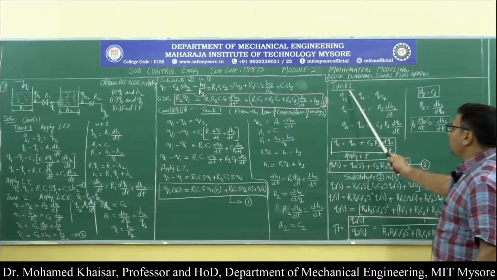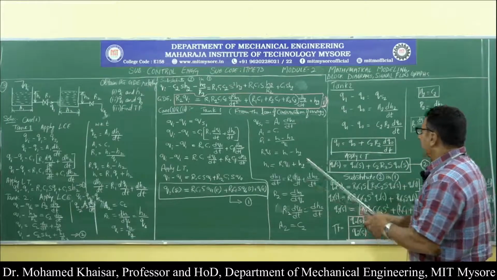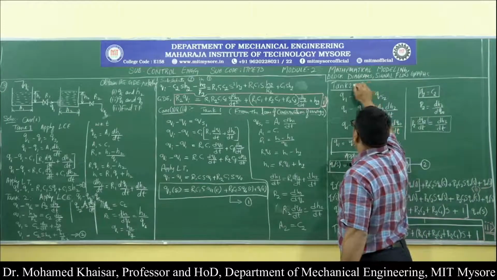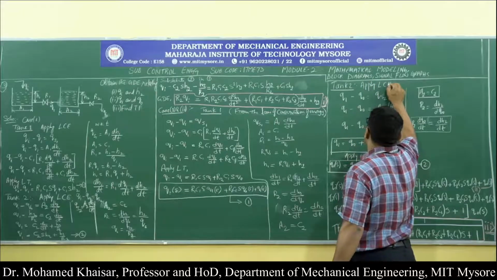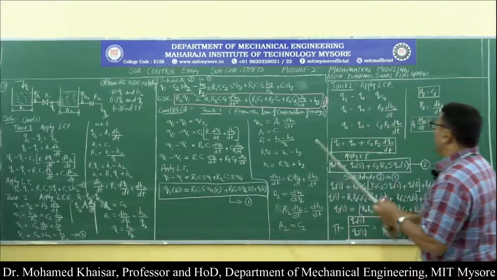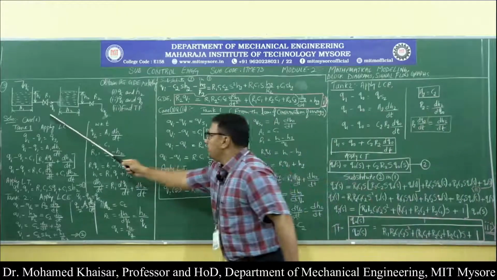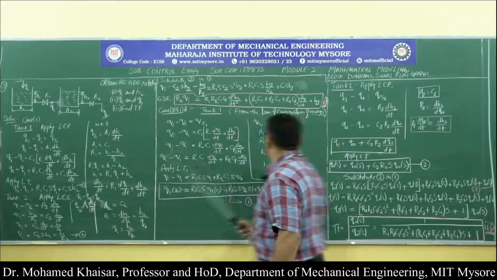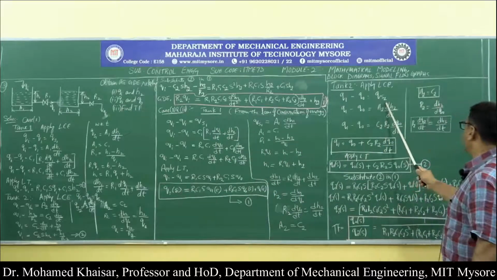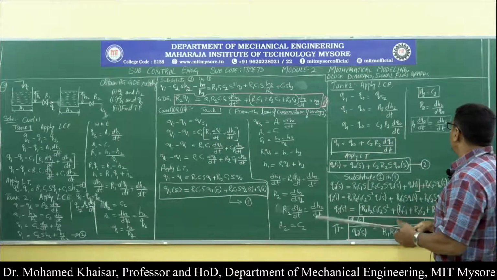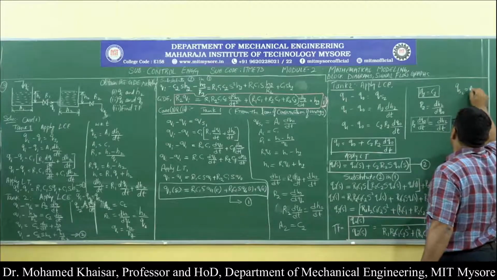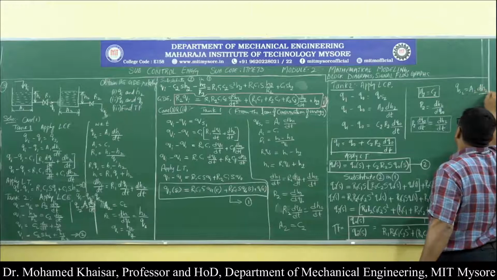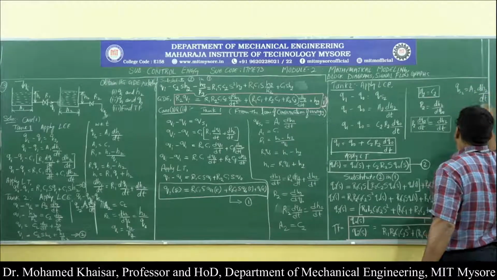Now, consider tank 2. If you apply the law of conservation of energy to tank 2, then you will get Q1 minus Q0 is equal to Qs2. That is what has been written over here. We know that Qs2 is equal to A2 dH2 by dt.